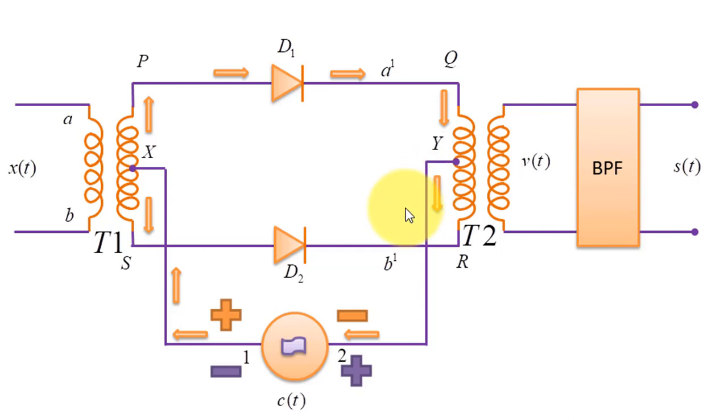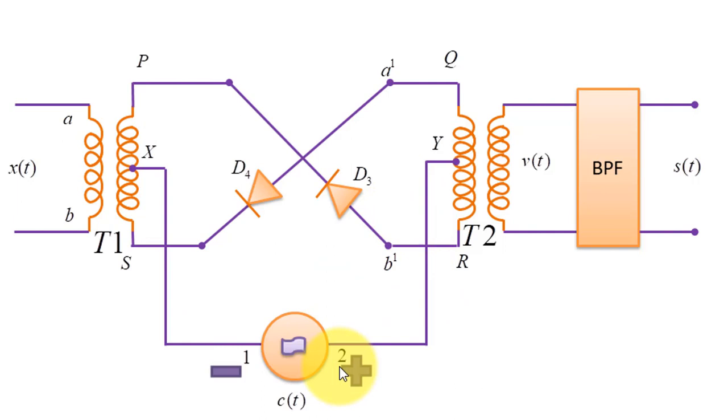Whereas when we consider the second case, that is when the polarity of your carrier signal changes, in that case your diodes D1 and D2 will work as an open circuit, or they will be in reverse bias, and diodes D3 and D4 will conduct. So in this situation, whatever signal appears at your A and B will be switched to points B1 and A1. So how? Let us see.